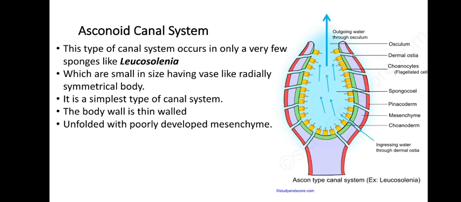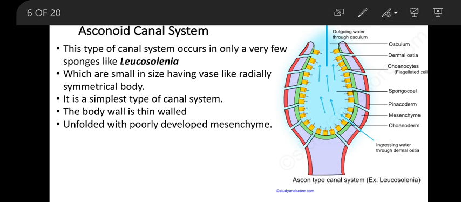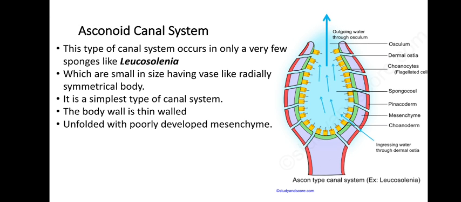Now once all the waste materials are released to this water, what happens? This water is thrown out through an opening, and the opening is called the osculum. So ostia is the entry point of water, and osculum is the exit of the water. In between these two, all the physiological activity will be carried out. So here the path is very simple, from ostia.